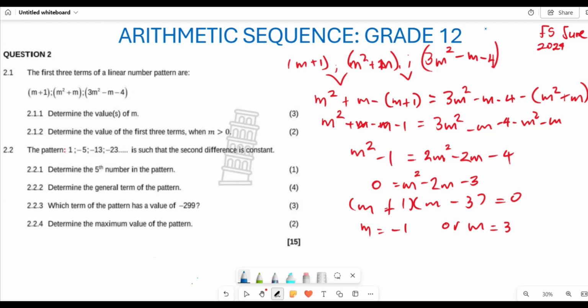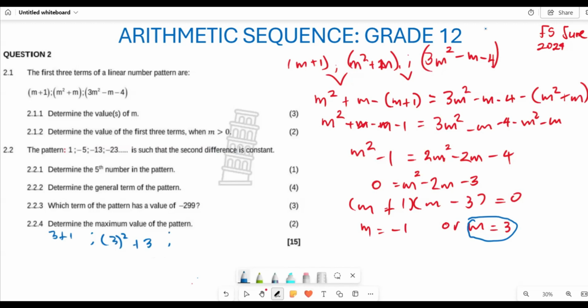So, when they are saying m is greater than 0, we are going to take the value of m where m is equal to 3, because that's where m is greater than 0. So how are you going to do that? Here, where there is m, we are going to substitute 3. So this is going to be the same as 3 plus 1. This is the same as 3 squared plus 3.